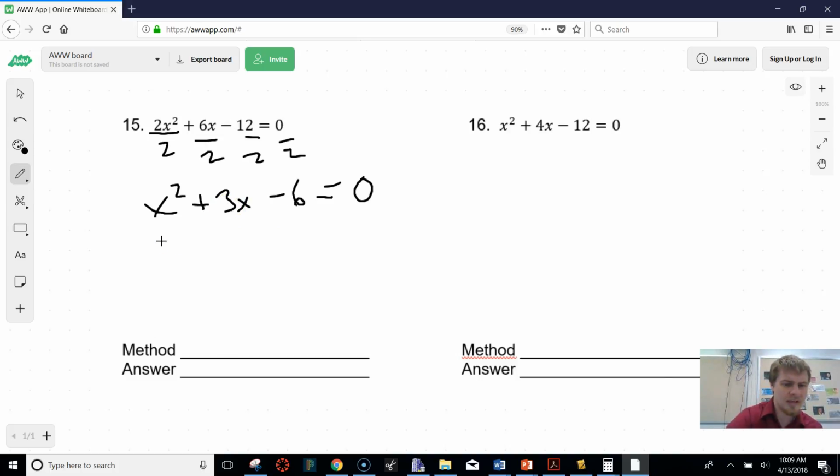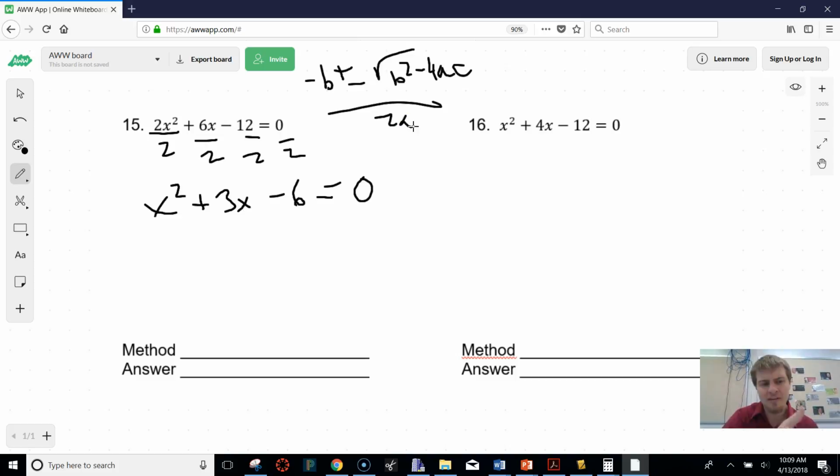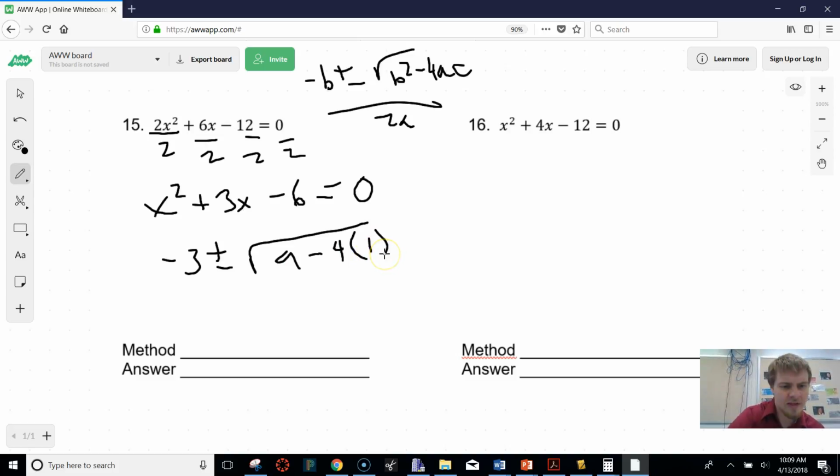So if you remember again, the quadratic formula is negative b plus or minus the square root of b squared minus 4ac all over 2a. And so when I have something like this, we're going to plug in our b term, which is going to be negative 3, plus or minus 3 squared is 9, 9 minus 4 times 1, because a is now 1, and c is negative 6, all over 2a, which is just 2.